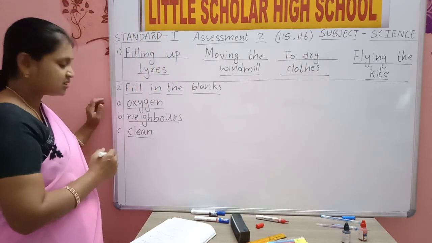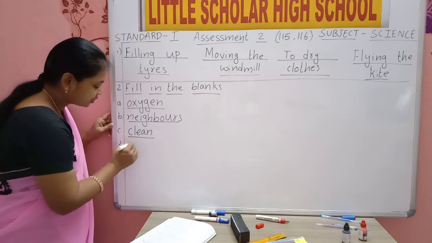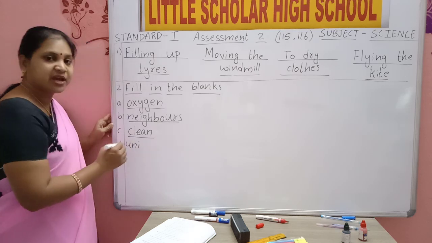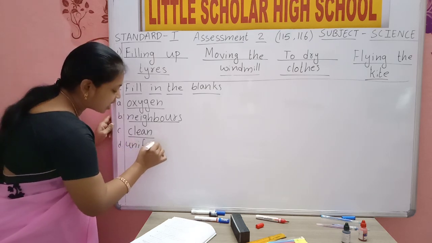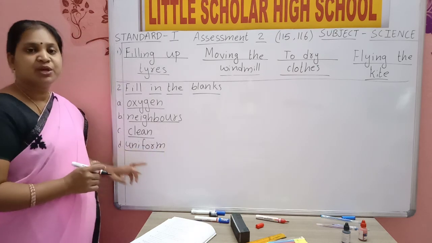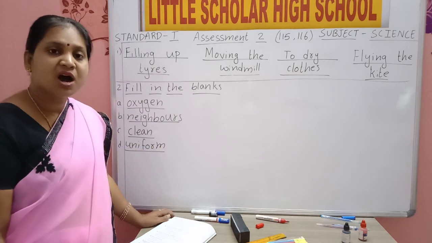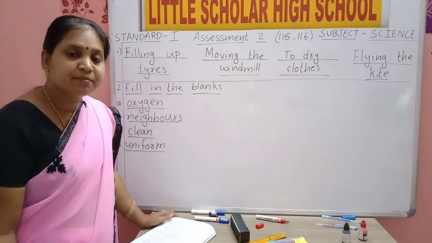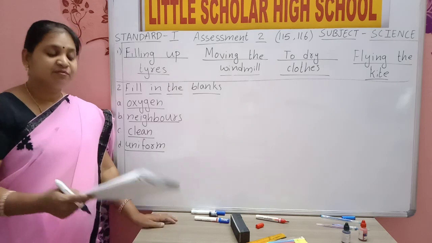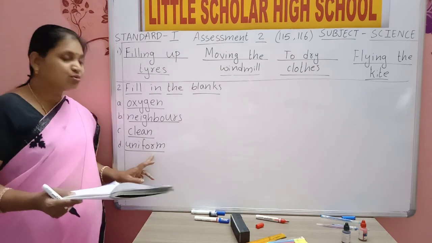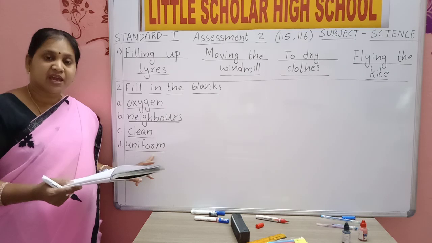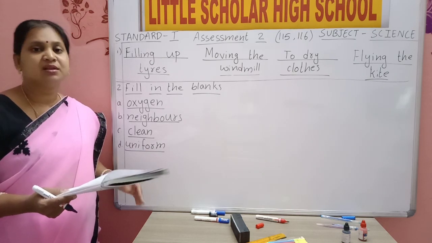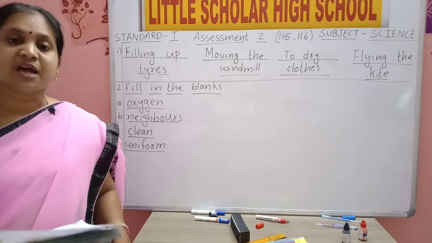Write the spelling. U-N-I-F-O-R-M. Uniform. Read fourth one. We wear a uniform to school. Say, we wear a uniform to school. Fifth one.